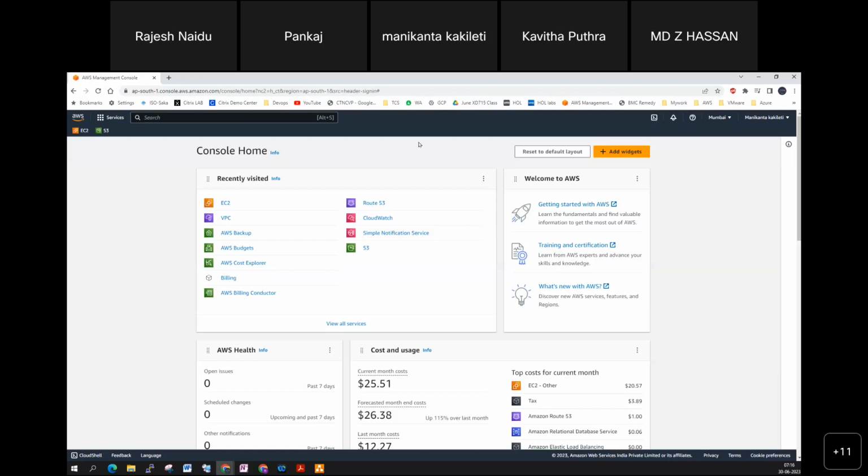Other than that, there is Amazon Prime Video. This is an OTT platform. We can watch movies, web series, serials, and other video content on the OTT platform. This is another platform it has. So Amazon is a very big company. You cannot imagine how big a company it is.